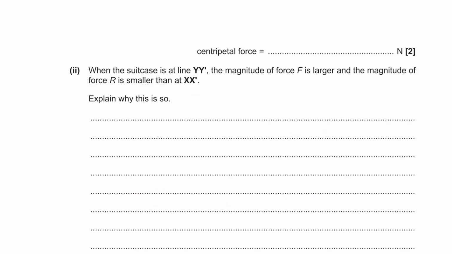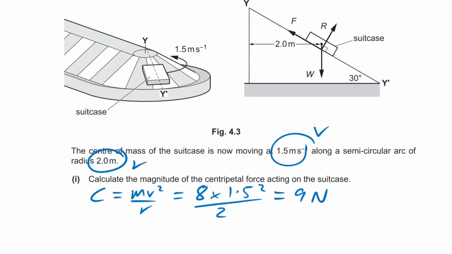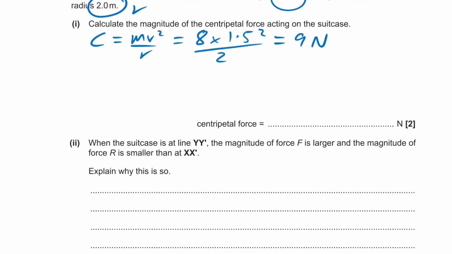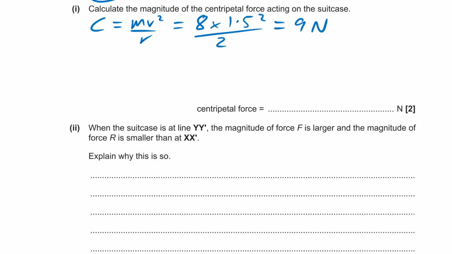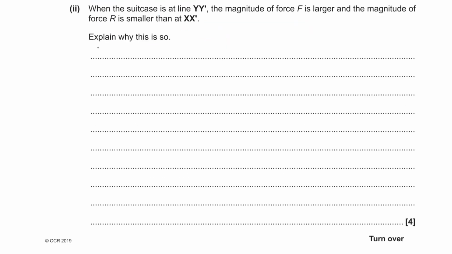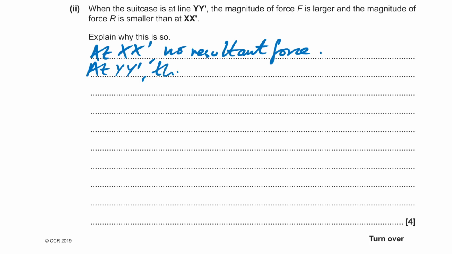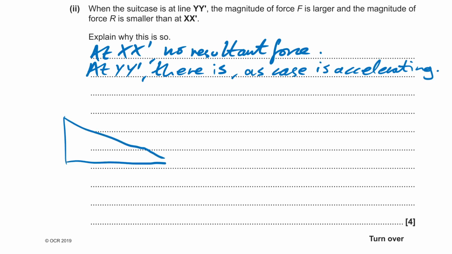When the suitcase is at line y dash, the magnitude of force F is larger than the magnitude of force R. Magnitude of R is smaller than at xx. So we can say that at xx there is no resultant force, but at yy there is, as the case is accelerating. And we know it's undergoing circular motion, don't we? And here we are going around the corner.